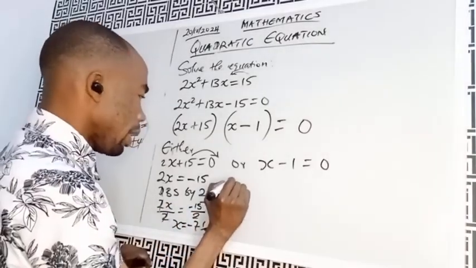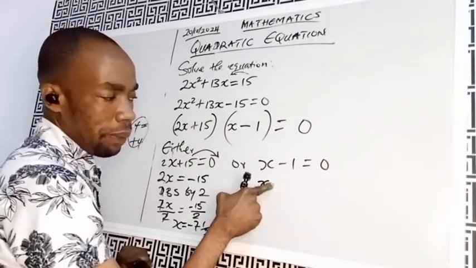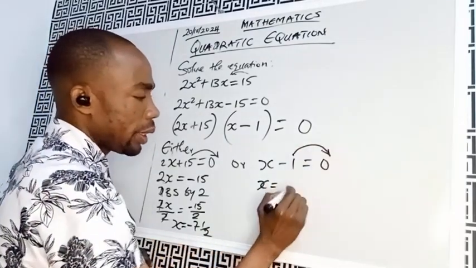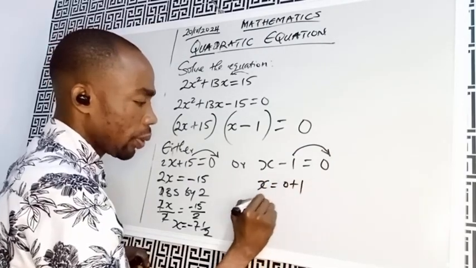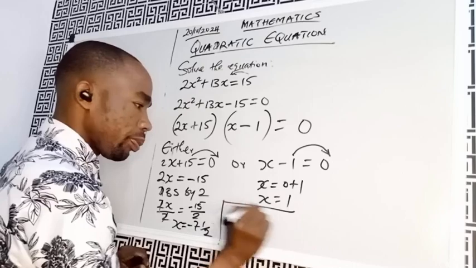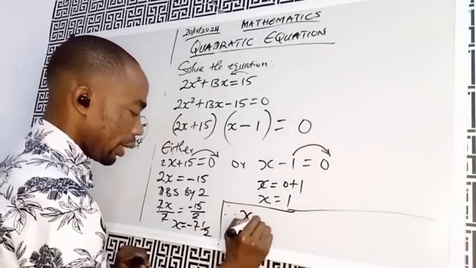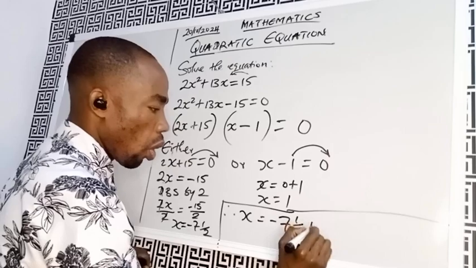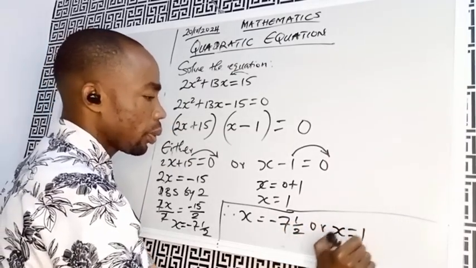Or let's go to this side. Or x equals, when we cross this to this side, it's going to turn to plus, right? So it's just going to be 0 plus 1. So x equals 1. So we say therefore x equals minus 7 and a half, or x equals 1.